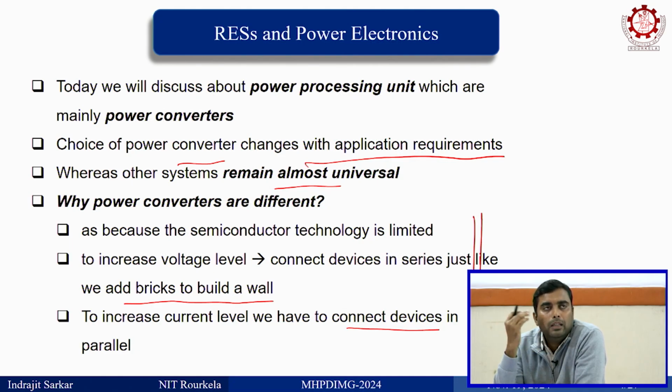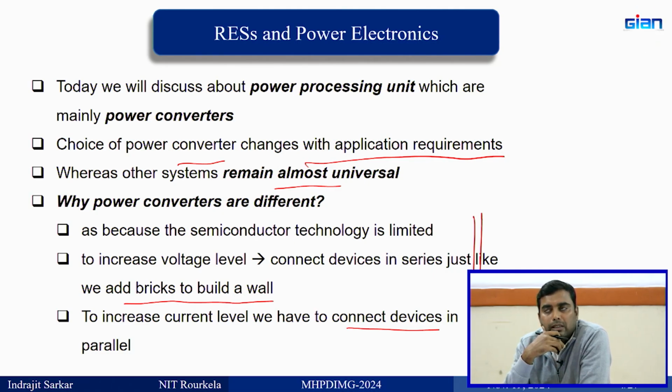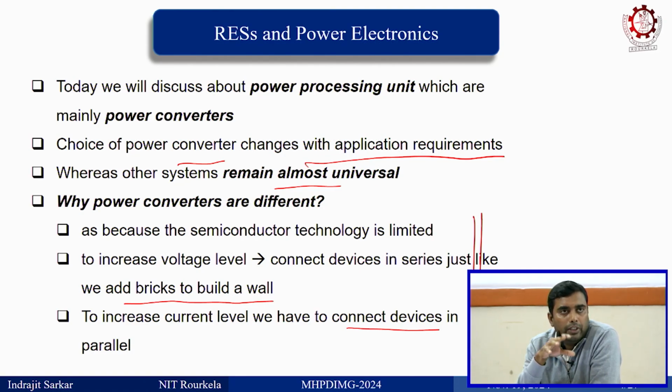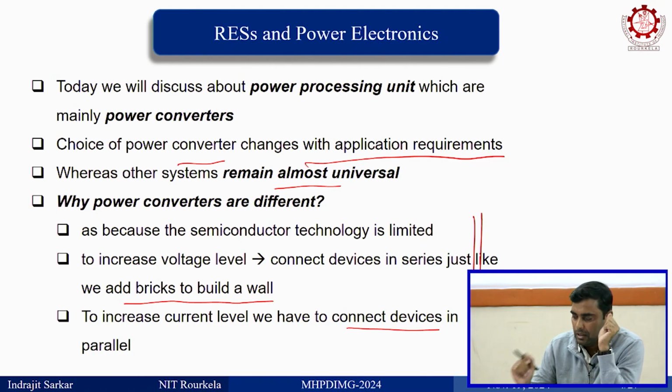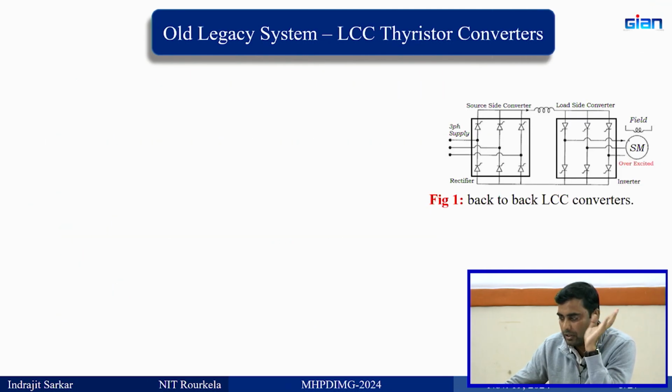It goes through Alipurduar. First they made one terminal at Alipurduar, and from Alipurduar they made the link to Agra. Why Agra? Because they say it is a central part of India, so it can disperse power from that place. So that is LCC based. For high power applications, LCC based converters were very popular.